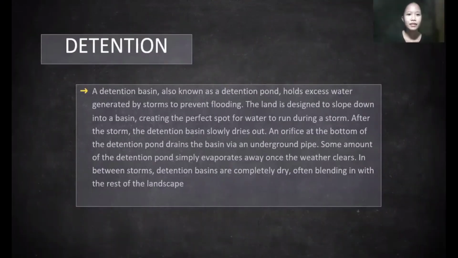Detention. A detention basin, also known as a detention pond, holds excess water generated by storms to prevent flooding. Dito napupunta yung stormwater during and after the storm. And then after the storm, the detention basin will slowly dry out through an orifice at the bottom of the detention pond via underground pipe, while some amount of the water simply evaporates once the weather clears. Kapag wala nang storms, detention basins are completely dry.